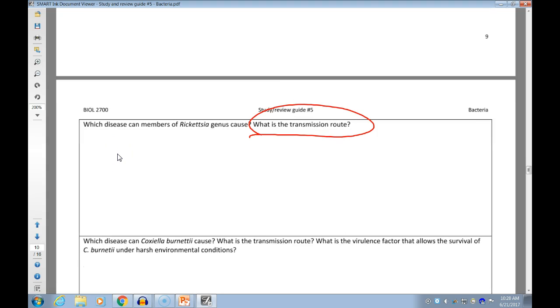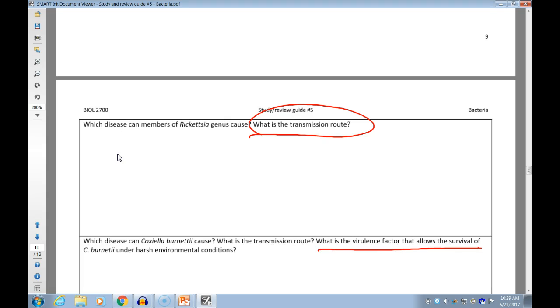Transmission route. What's common between all rickettsial infections? What is the transmission route? What transmits them? Vectors from animals. Yes, they're zoonotic, and they are vector transmitted. Mites, lice, fleas, ticks. Okay, same goes for Coxiella, ticks. Same goes for Ehrlichia, ticks. Does that make sense? Okay.